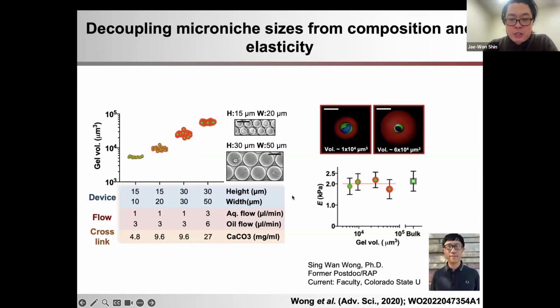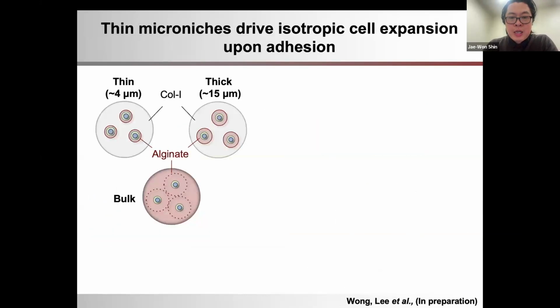And this work was done by a former postdoc of the lab, who's now a faculty at Colorado State, Seung-Wan Wong.